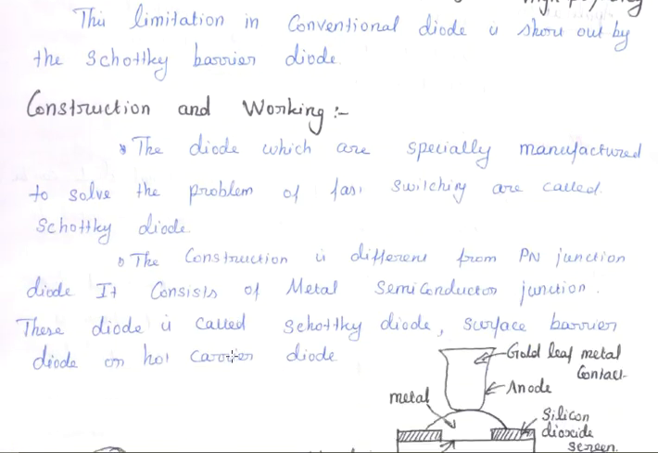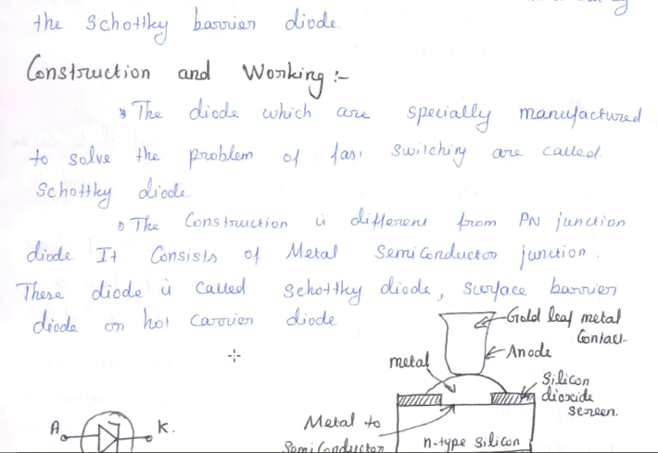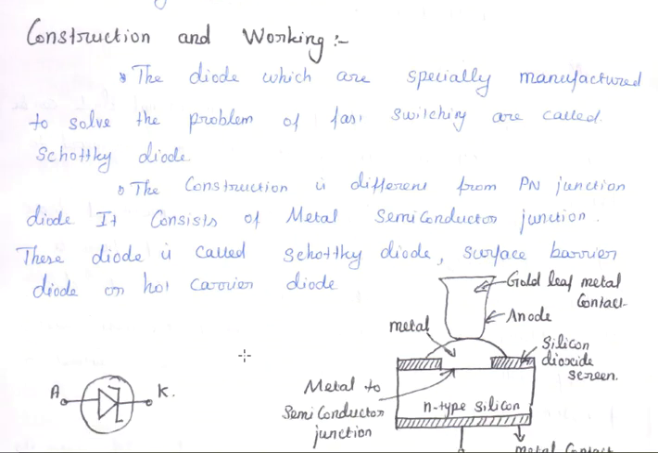Now we are going to discuss about construction and working of Schottky barrier diode. For the construction, the diodes which are specially manufactured to solve the problem for switching are called Schottky diode. The construction is different from PN junction diode. It consists of metal semiconductor junction. This diode is called as Schottky diode, surface barrier diode or hot carrier diode.